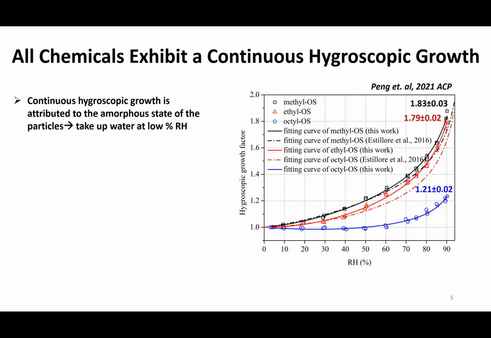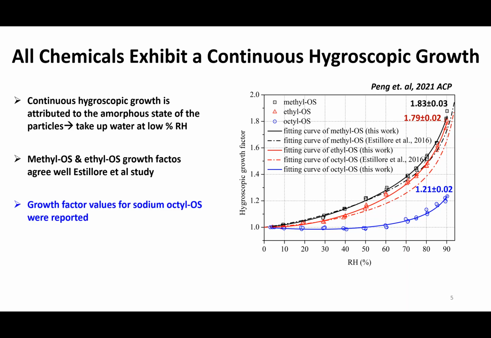The continuous hygroscopic growth for all three chemicals that is evident in this figure is attributed to the amorphous state of the particles, allowing them to uptake water at a relatively low percent RH. Comparing our methyl OS and ethyl OS growth data with data from the SLR study, we see that they agree well, with only 9% difference, which can be explained by uncertainty within the HTDMA setup.